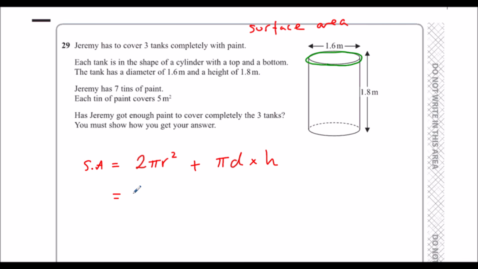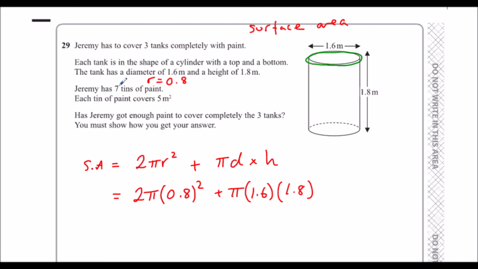So the surface area of this shape is 2 pi times the radius. We've been given the diameter of 1.6. We need the radius, which is half the diameter, so 0.8. So 2 pi r squared plus pi times diameter, 1.6, times the height, which is 1.8. So that's going to give us the surface area of the shape.